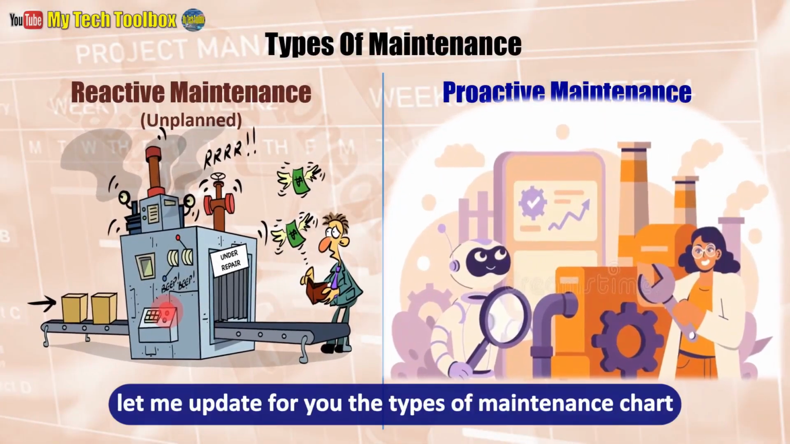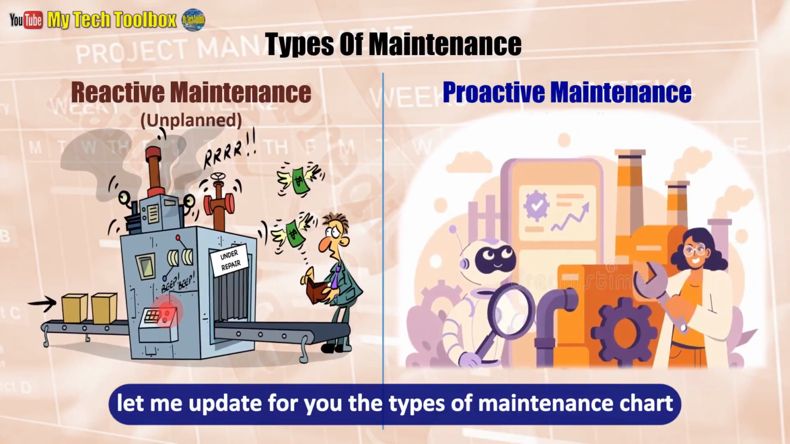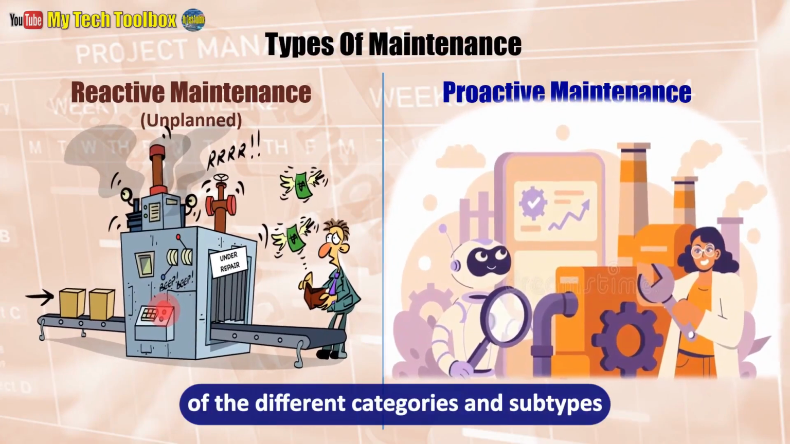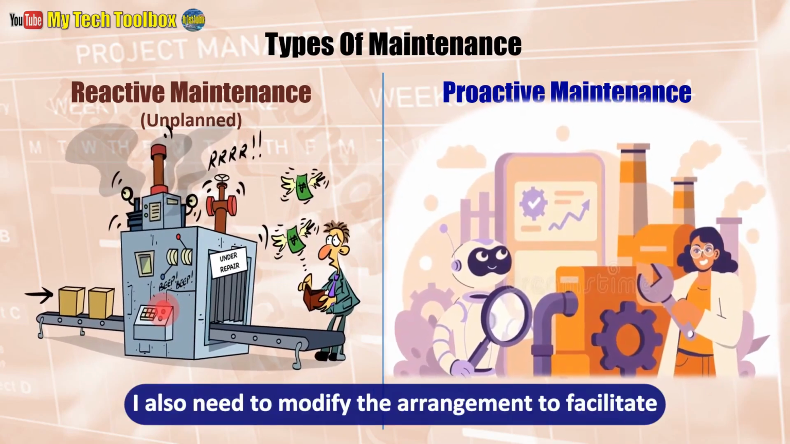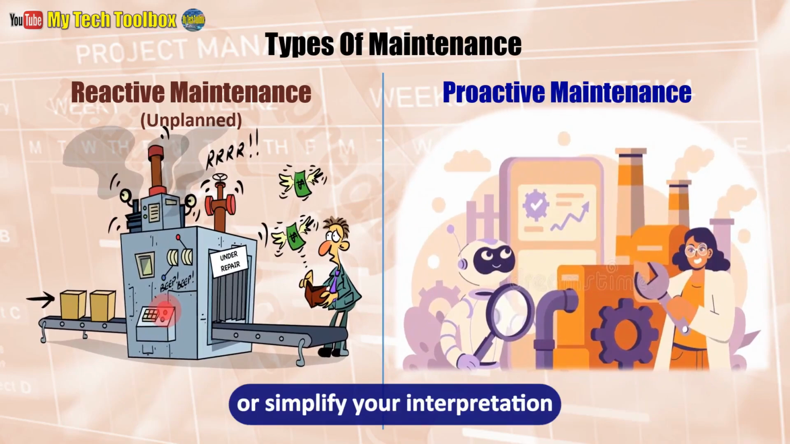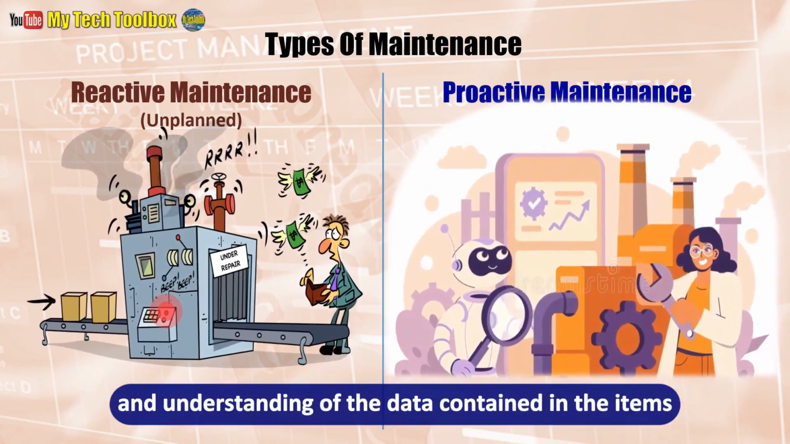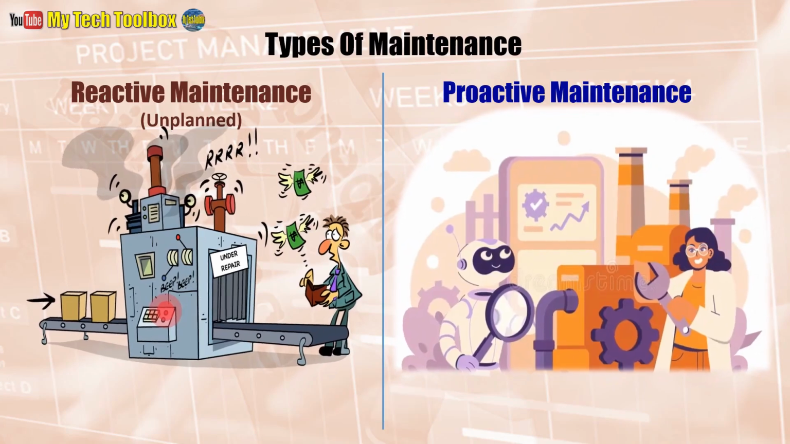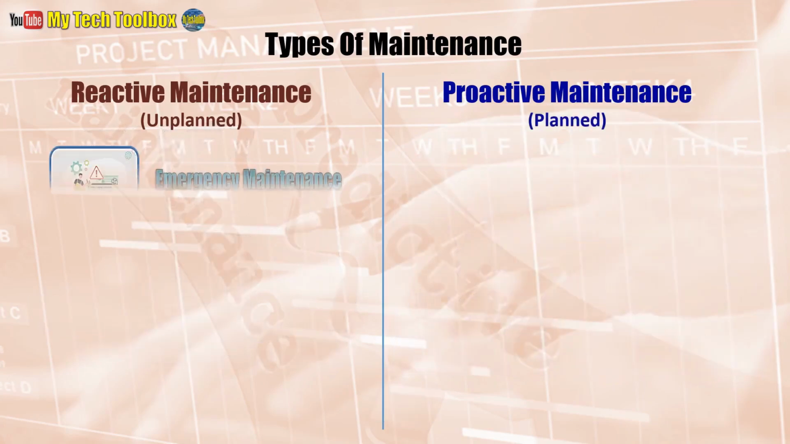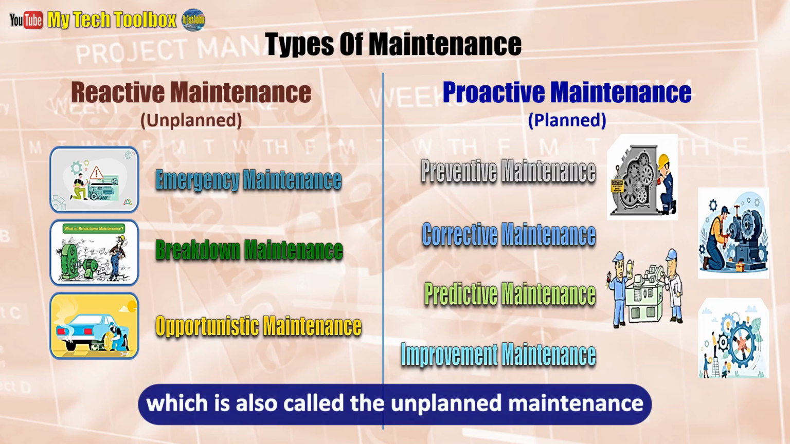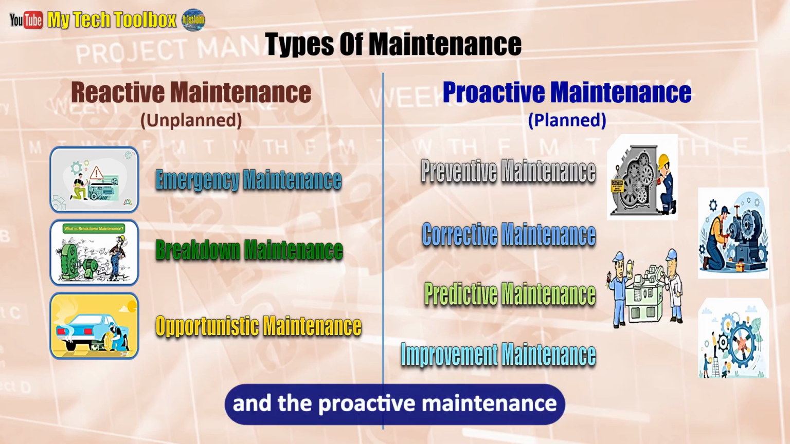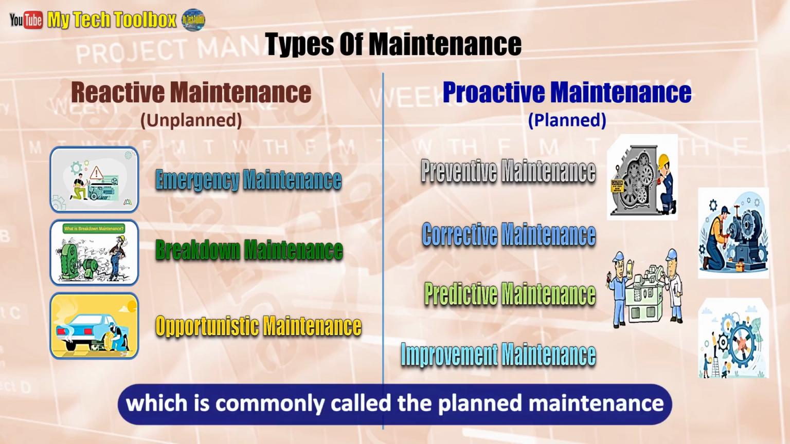At this juncture, let me update for you the types of maintenance chart based on the data and information of the different categories and subtypes. I also need to modify the arrangement to facilitate or simplify your interpretation and understanding of the data contained in the items therein. To summarize, maintenance is composed of the reactive maintenance, which is also called the unplanned maintenance, and the proactive maintenance, which is commonly called the planned maintenance.